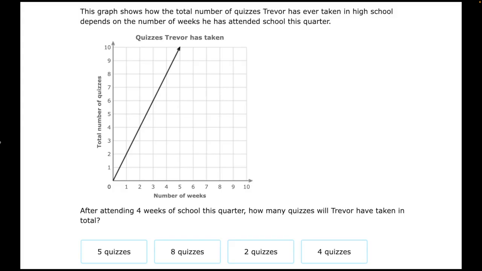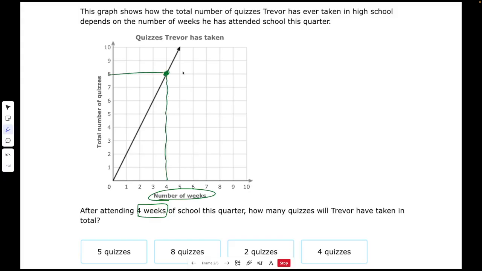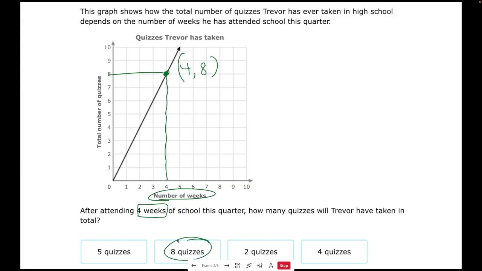Okay, so 4 weeks on the graph, that's the x-axis. So 4 weeks, track up, and we go to this point right here. So at 4 weeks, we will have taken 8 quizzes. Okay, 4 weeks, 8 quizzes. So this is just find the point on the line.